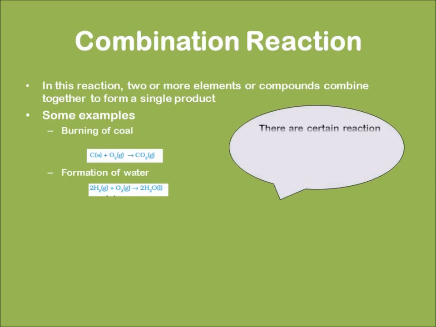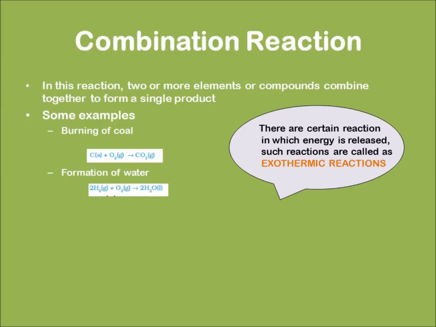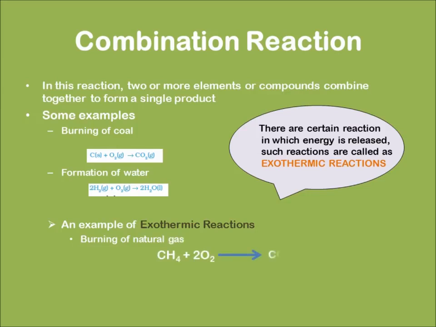There are some reactions in which energy is released. They are called exothermic reactions. An example of an exothermic reaction has been given below, which is the burning of natural gas. The chemical equation is CH4 plus 2O2 gives rise to CO2 plus 2H2O.